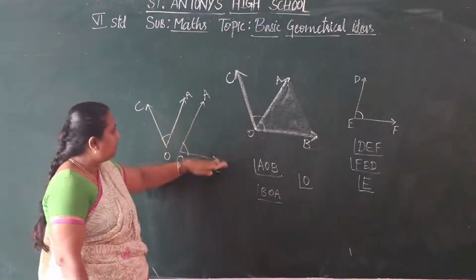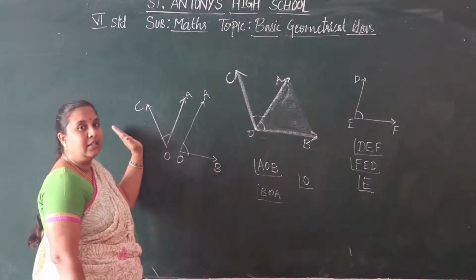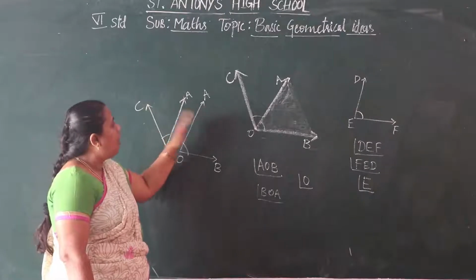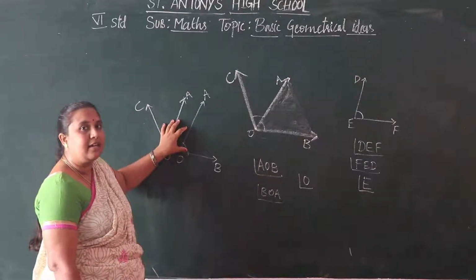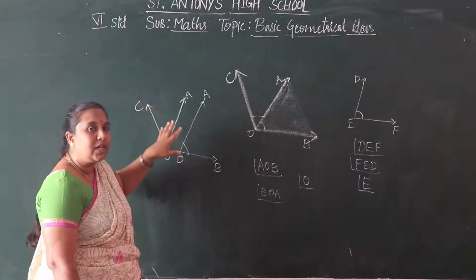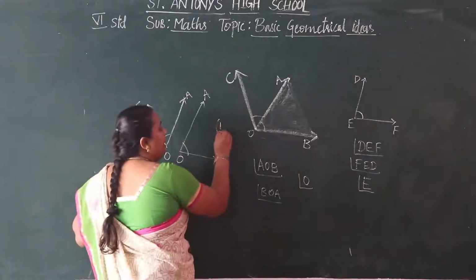So this arm is for this angle and this arm is for this angle. Okay, AOC angle. Here two arms are there. So we can't say this is an adjacent angle. Why? Because two conditions should be applied.